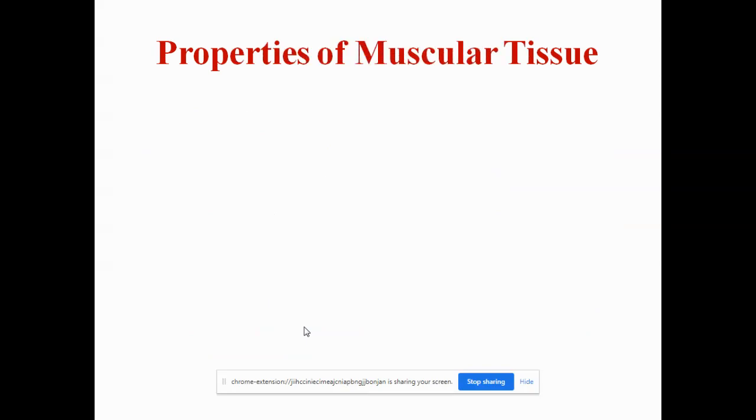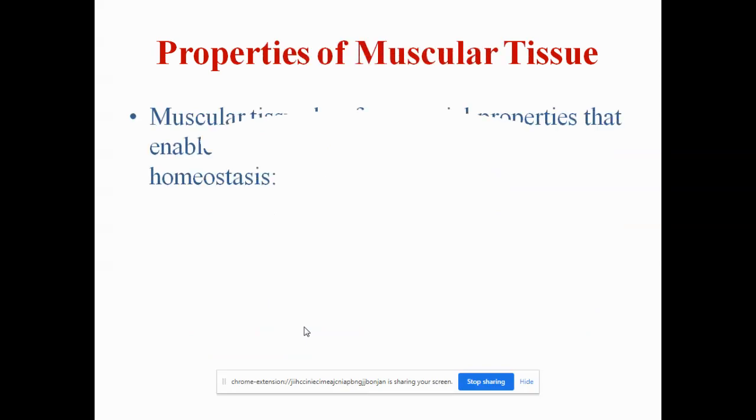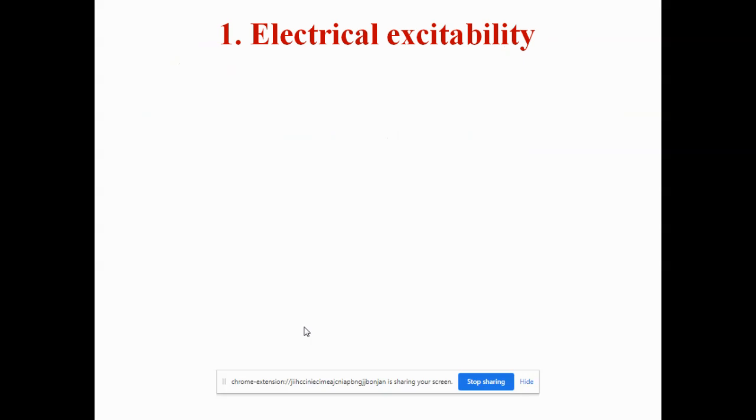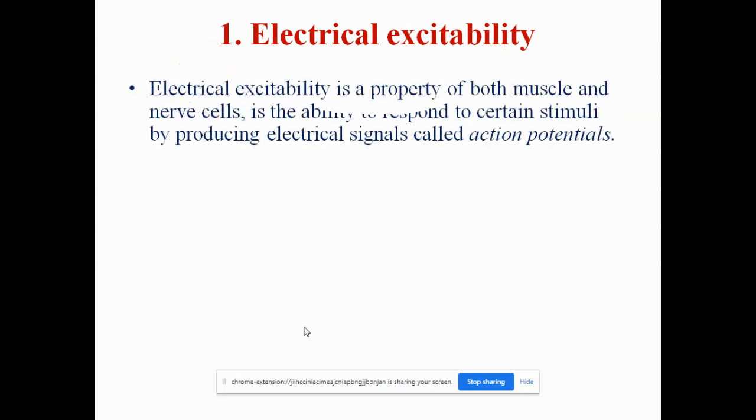Let us now see the properties of muscular tissue. The first very important property is as follows. Muscular tissue has four special properties that enable it to function and contribute to homeostasis. What is the first property? Electrical excitability. Excitability is a very important property of the muscles and the nervous system, the nerve cells.